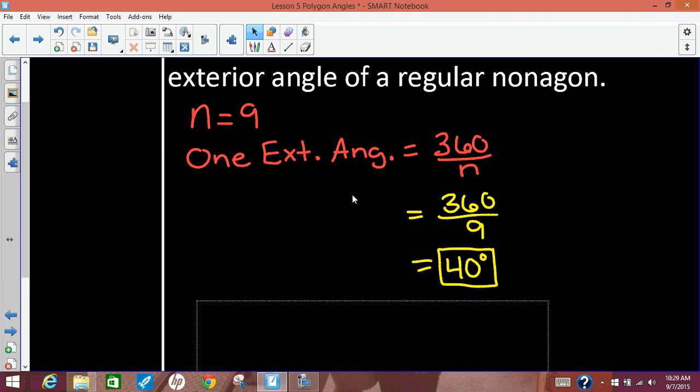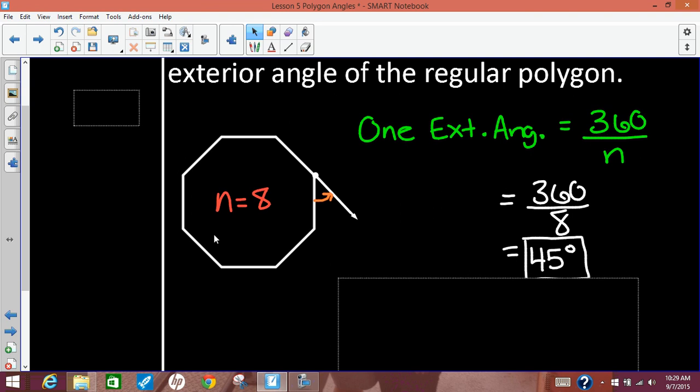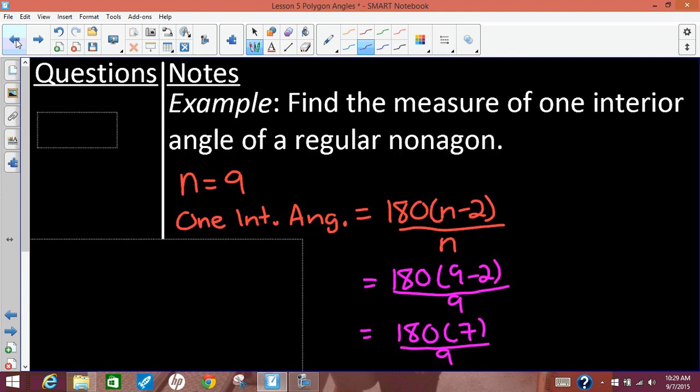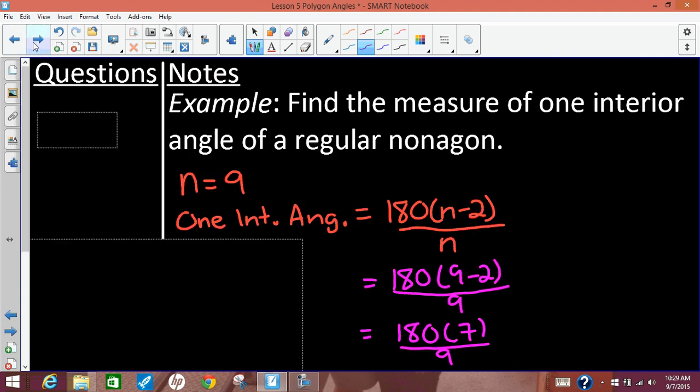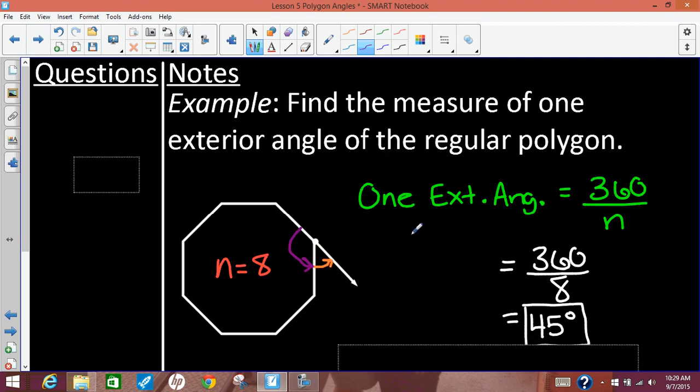So I want to make a really quick note here. If I go back one slide, my exterior angle for my octagon was 45 degrees. If you can remember or go check back in your notes, we also found the interior angle, and each interior angle was 135 degrees. Let's go back and check. There it was. So 135 and 45 add up to be 180.